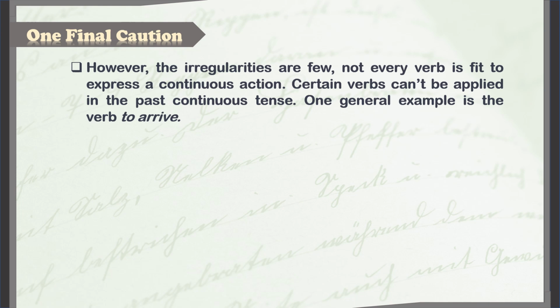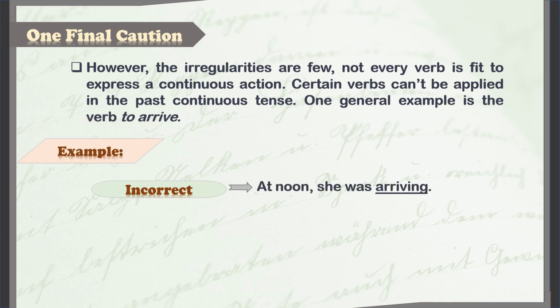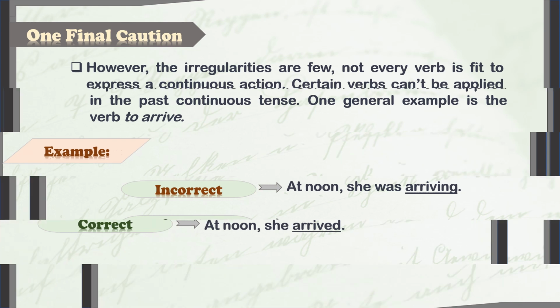Also, please take caution. However, the irregularities are few. Not every verb is fit to express a continuous action. Certain verbs can't be used in the past continuous tense. For example, the verb to arrive. Look at the example. At noon, she was arriving. This sentence is incorrect. The correct sentence is at noon, she arrived.